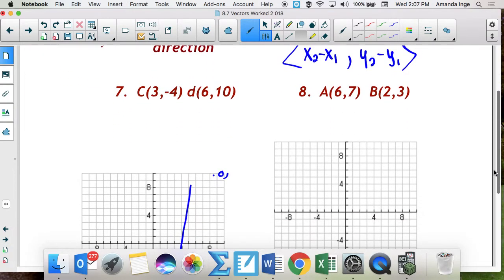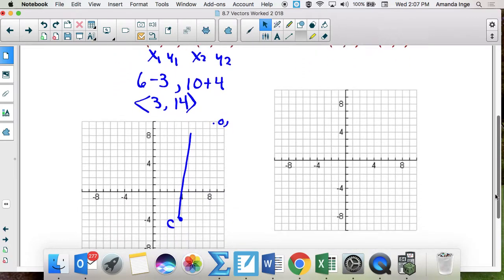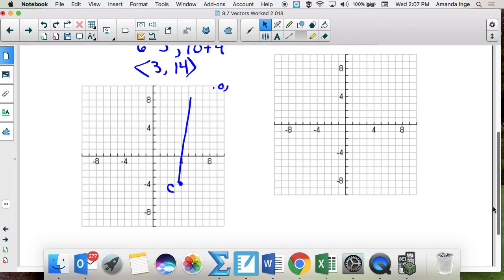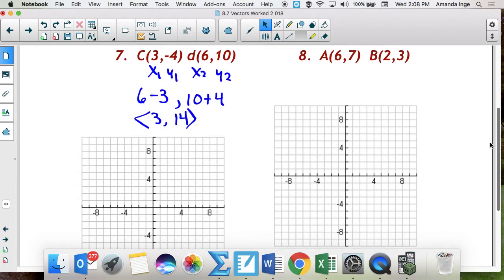Alright. So, x sub 1, y sub 1, x sub 2, y sub 2. So the ending point comes first, and the beginning point comes second. Okay, y'all, so we get 3 and 14 for our new position. Alright, so I've drawn the first one. Let me go back to draw the picture again. So we got 3 and negative 4. And we got 6 and 10.